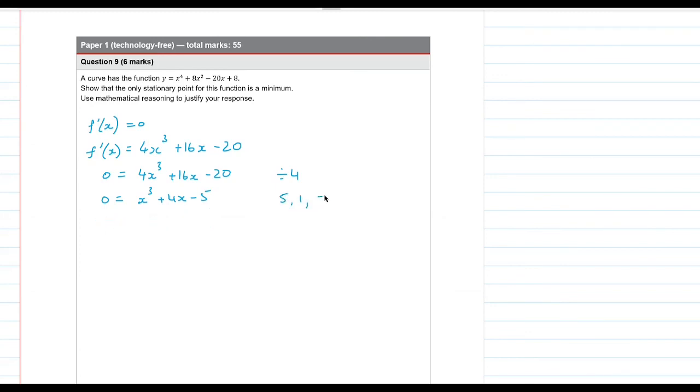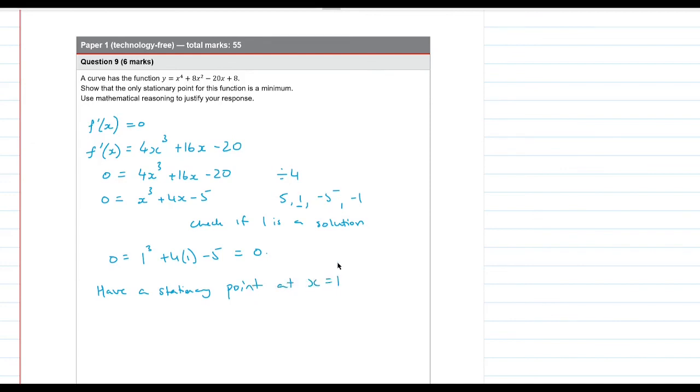5, 1, -5, and -1 are all factors of -5. So I'm going to check if 1 is a solution. So 1 plus 4. Yep. So we have a stationary point at x equals 1.